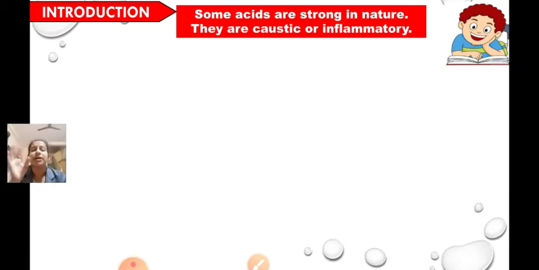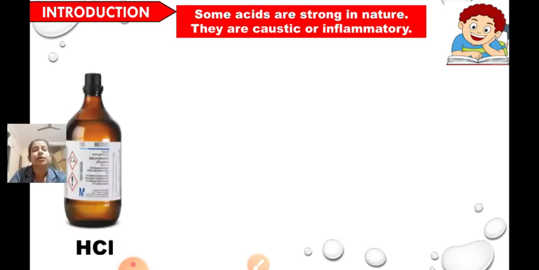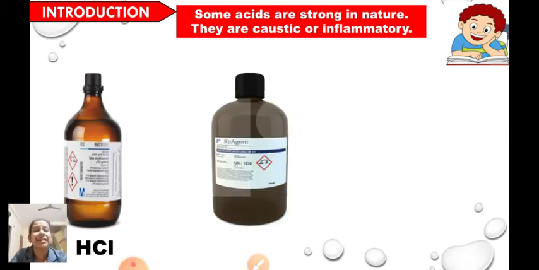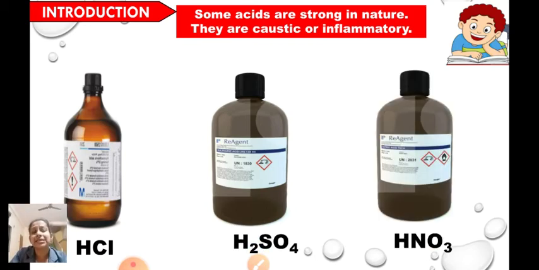What does this mean? If a strong acid falls on your hand, then what can happen? You can get burnt. That is why you should be very careful when you're handling strong acids. For example, hydrochloric acid, which is available in the laboratory, is a strong acid. Then sulfuric acid, then nitric acid, all these are strong acids. Even a drop of it falling on your skin will burn it. So corrosive is it in nature.